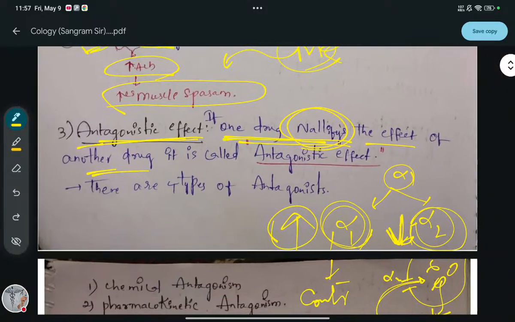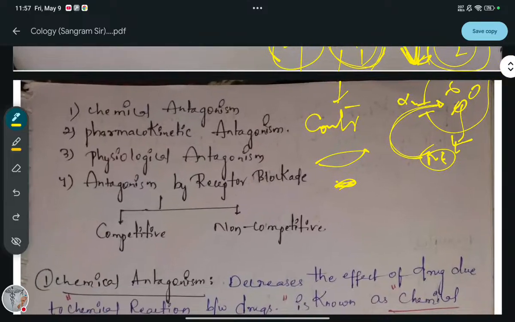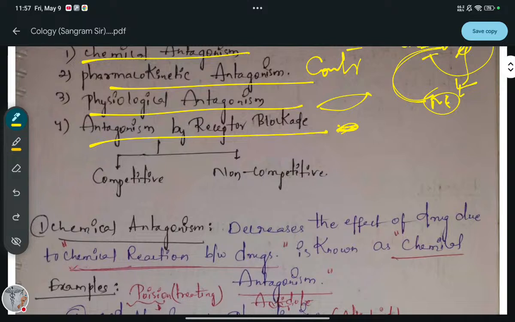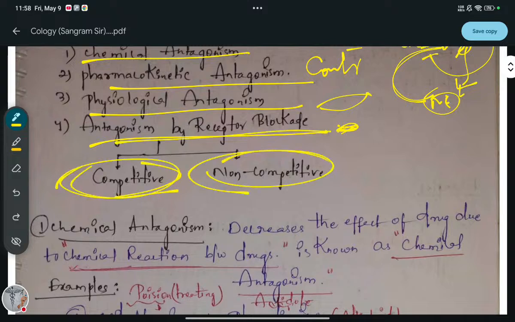So if one drug nullifies the effect of another drug, it is called antagonistic effect. There are four types of antagonism, and they are chemical antagonism, pharmacokinetic antagonism, physiological antagonism, and antagonism by receptor blockage. Antagonism by receptor blockage is again of two types: one is competitive antagonism, one is non-competitive antagonism.